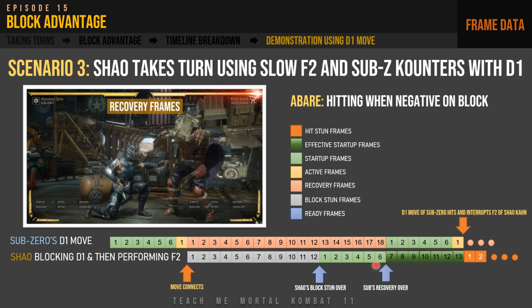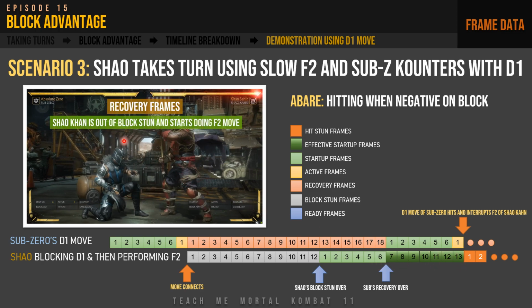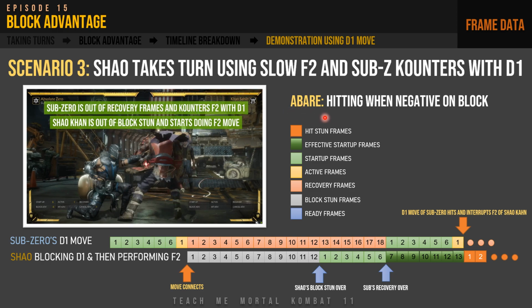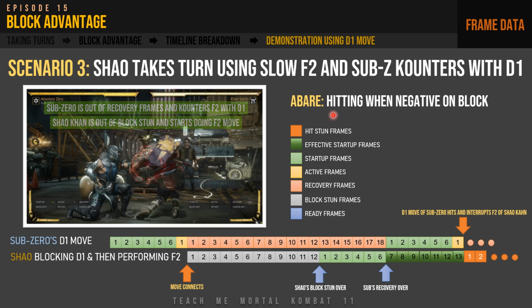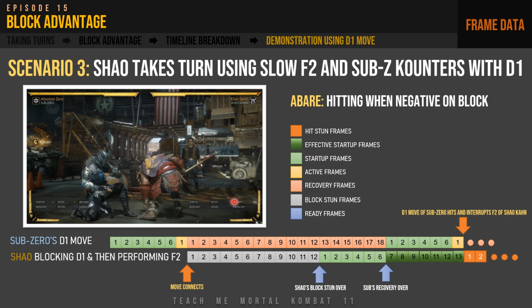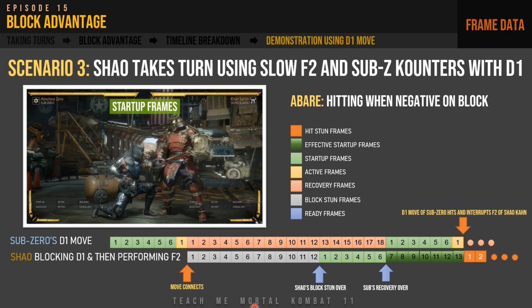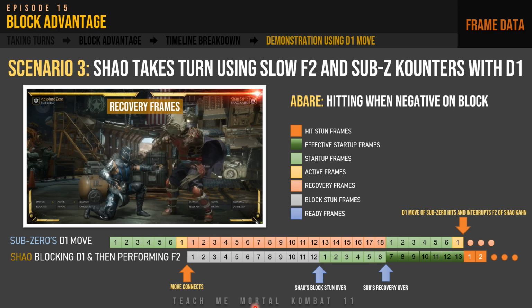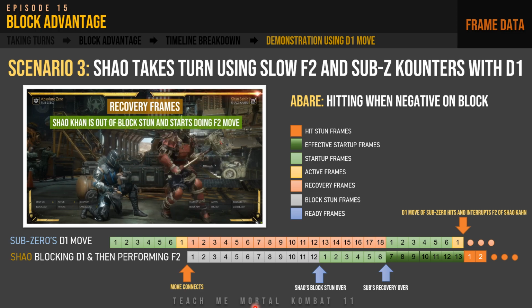Now it was not Sub-Zero's turn, but he still attacked and managed to hit Shao Kahn. This is called Abare in fighting game terms, which means to attack when you are negative. In our case, Sub-Zero was able to hit and counter Shao Kahn because Shao Kahn used quite a slow move. So deciding what move to use once it's your turn is also very important.